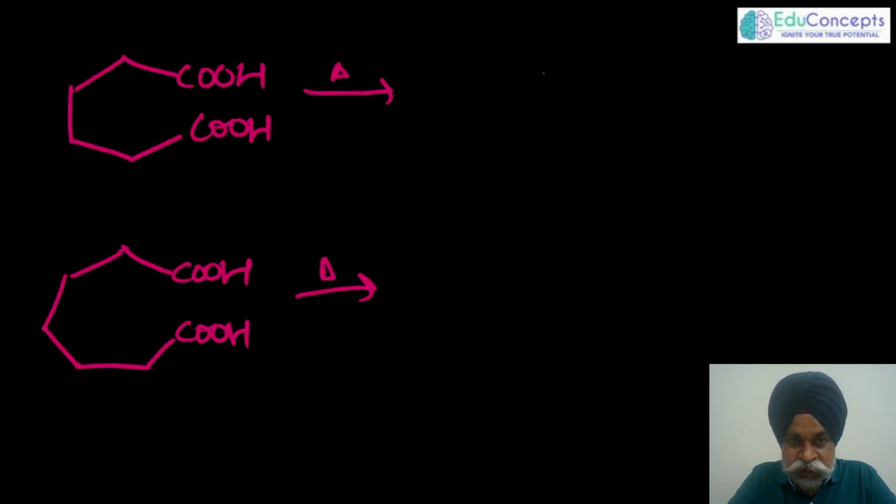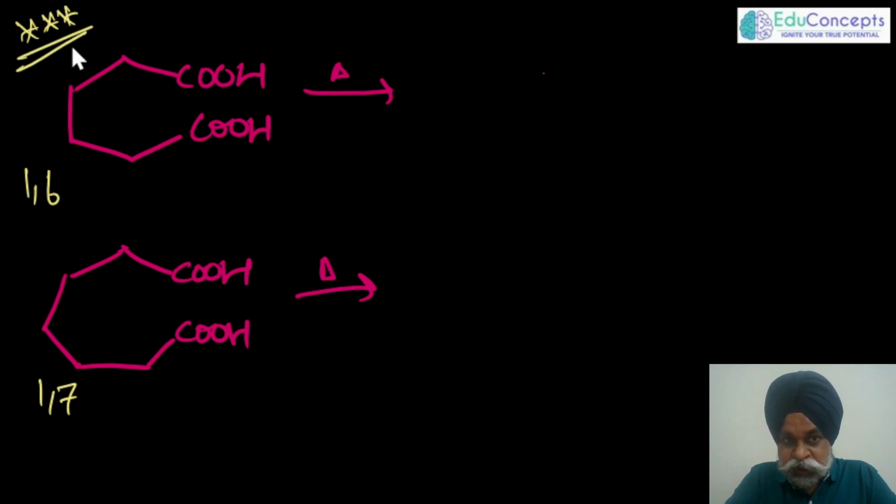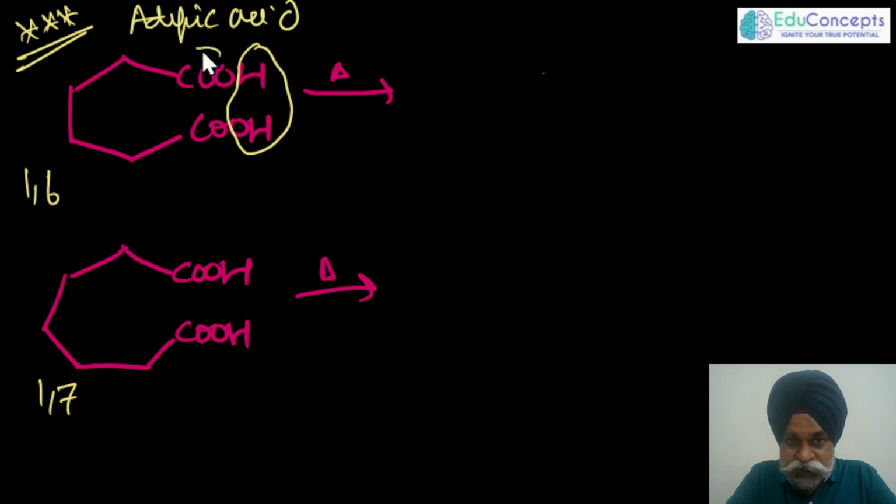Coming to 1,6 and 1,7, one is adipic acid, another is pimelic acid. In this particular case, this is very, very important to remember. If you heat adipic acid strongly, you would see a loss of a water molecule, as well as a loss of carbon dioxide. The mechanism for this we will discuss some other day.